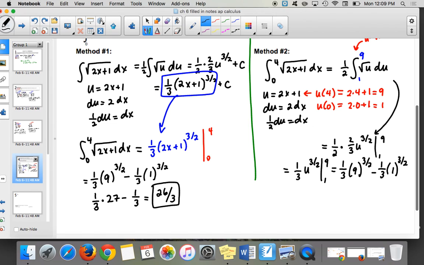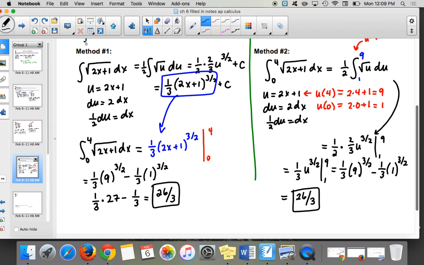Isn't that what we had over here? It's exactly the same, right? It's exactly the same as that step right there. It's just not going back to x's. We got that with just using u's. So then we still have our 26 over 3. So which way do you guys like better?